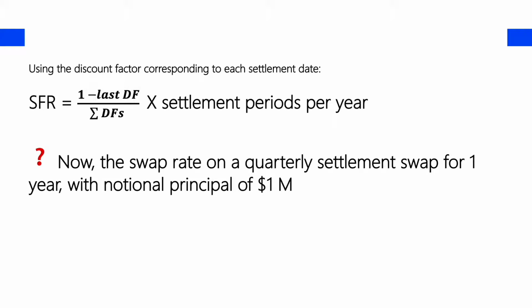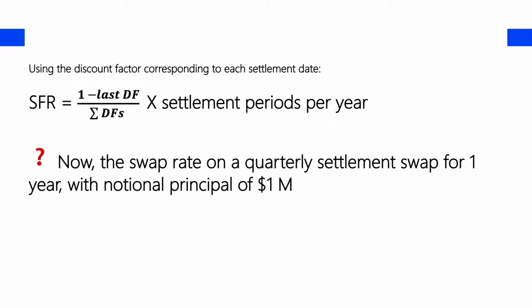Well, like this, you work out the discount factor corresponding to every single settlement date. And then to work out what we're calling here the swap fixed rate, you use this simple formula. You take 1 minus the final discount factor, so in my quarterly annual swap, it would be that 360-day, divided by the sum of all of those discount factors. That would give you the swap fixed rate.